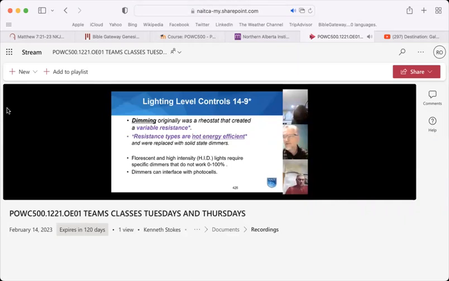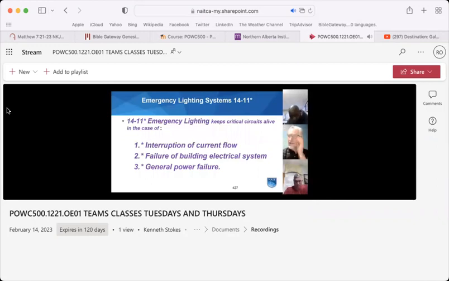Dimmers: we used to dim the lights for various reasons, thinking it was saving energy, but resistance dimmers are not energy efficient. They work on variable resistance. Emergency lighting: critical circuits are kept alive should there be an interruption of current flow, a failure of the electrical system, or any general power failure.